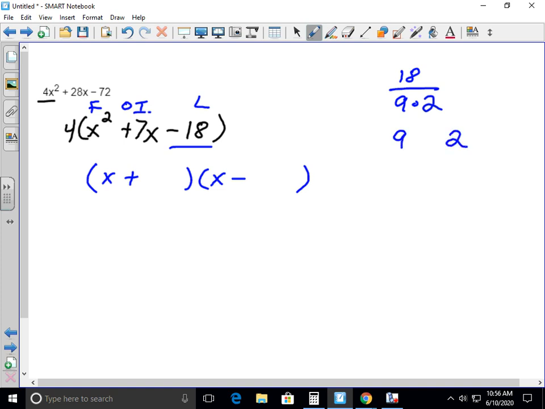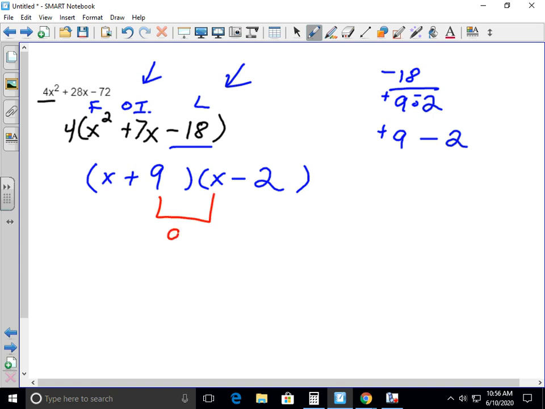So if we need a positive 7 in the middle, which one of those needs to be positive, which one needs to be negative? Well, if our answer is positive, our bigger number needs to be the positive one. Notice 9 times -2 is -18. That's what we need there. 9 minus 2 is positive 7. That's what we need there. So we need a positive 9 and a -2.